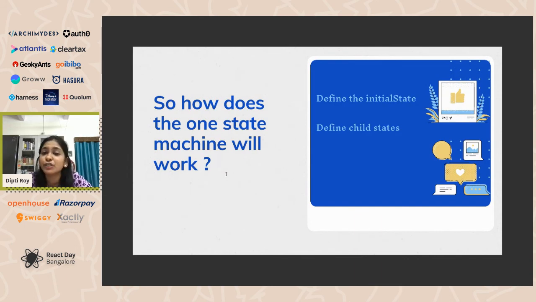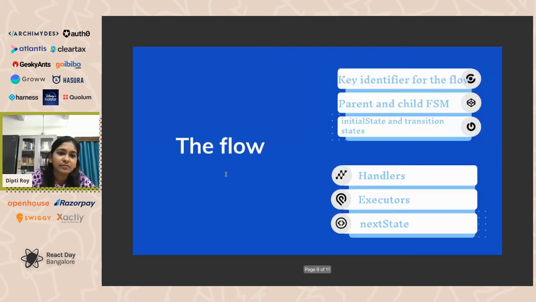The first one is that you need to define the initial state, where you are starting and what you want to start with, and then subsequently the child states. Remember these two things and you can get started with Machina. So at a very high level, what does the holistic view of this flow look like? The first is that we need to give the key identifier for the flow. Then come the parent and the child FSMs. We have to define the initial state and the transition states.